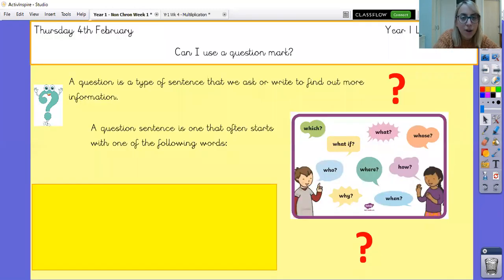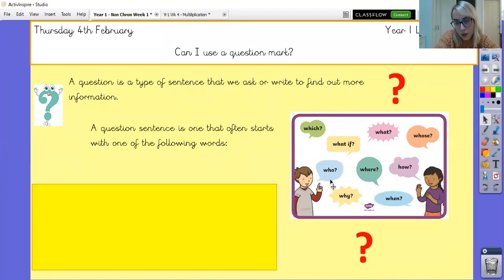We're going to start off our literacy lesson today by looking at questions and looking at the punctuation that we use when we are writing a question. Now, first of all, what is a question? So a question is a type of sentence, and we use these sentences when we want to find out more information.